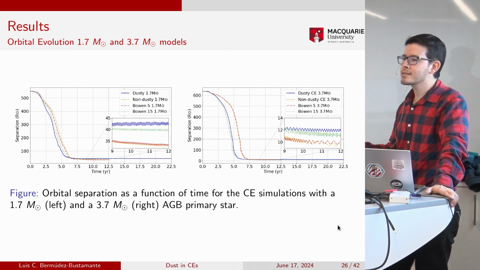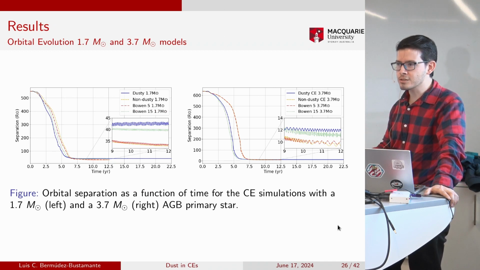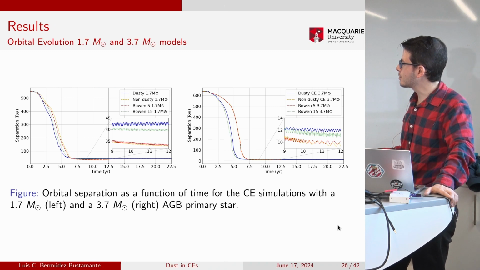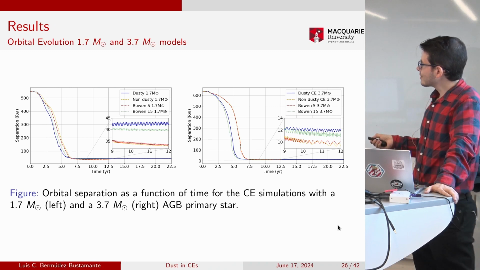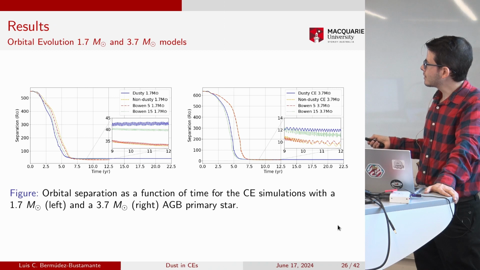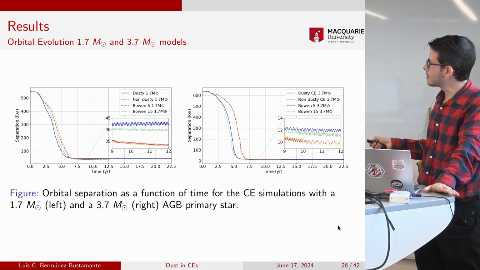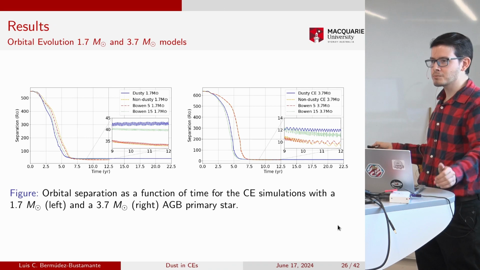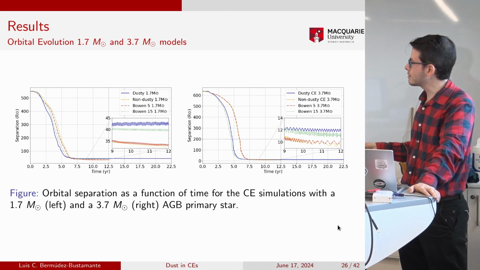Okay, and what about the orbital evolution? What happens when you consider dust formation in the common envelope? Well, you can see here the different models. The one with nucleation, the yellow curve is with no dust, and the other two, the red and green, are with the Bowen simplified assumption in the opacity.